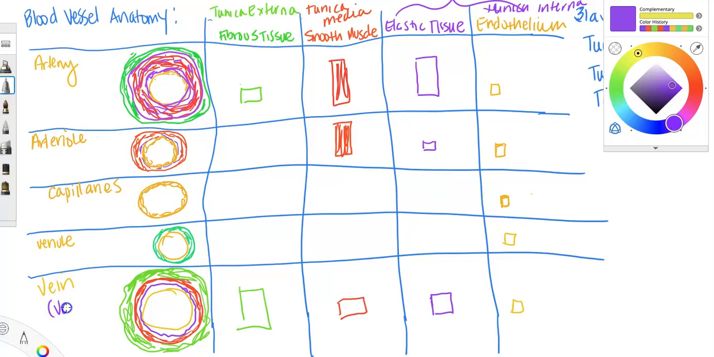Remember, veins have those valves which help the blood move along, because it doesn't have an extensive muscular component to it. So it can't move the blood as easily as an artery. So next we're going to talk about how blood moves and blood pressure.